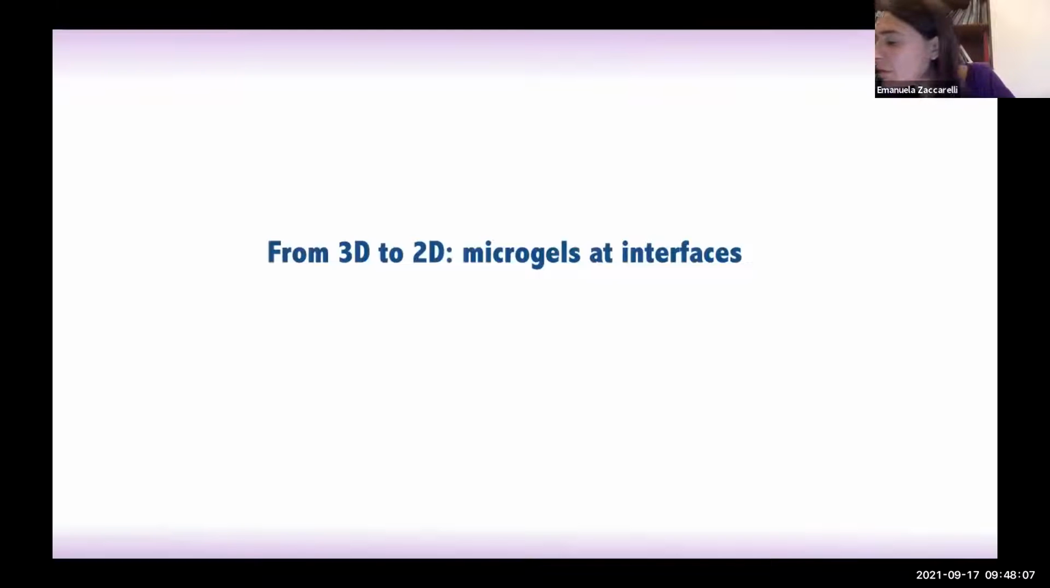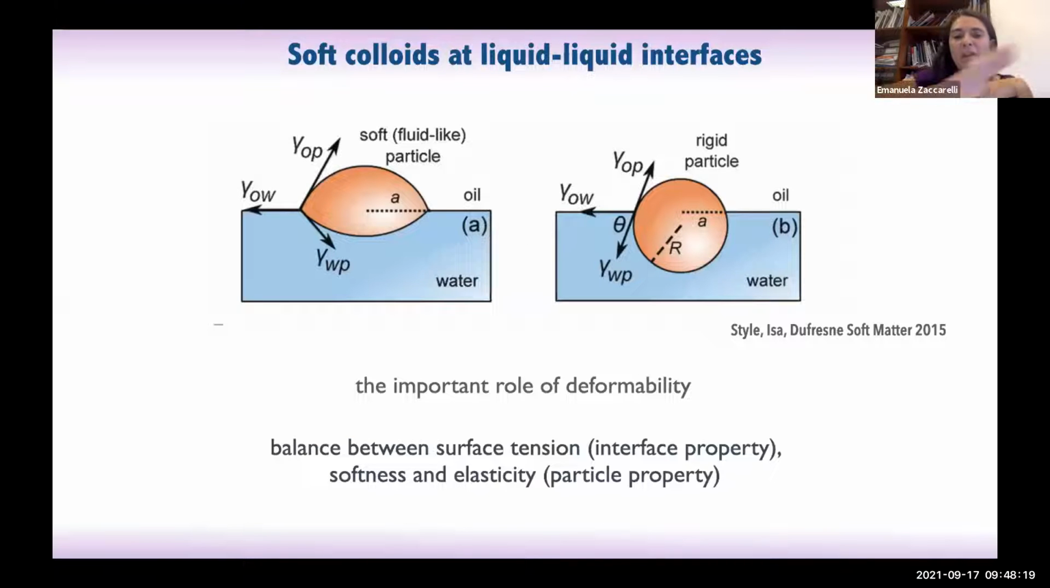So in the remaining 5 minutes, I would like to just give you a hint of what we did also at the interface. I call it from 3D to 2D, in the sense that we now put the microgels at the liquid-liquid interface. And it's very interesting. This is also a very promising field, because the idea is that soft colloids can really deform, and so they can maximize the contact with the interface, and so they can be used for a lot of applications, like emulsion stabilizers and so on. And it's very interesting to study this also because of their assembly at the interface.